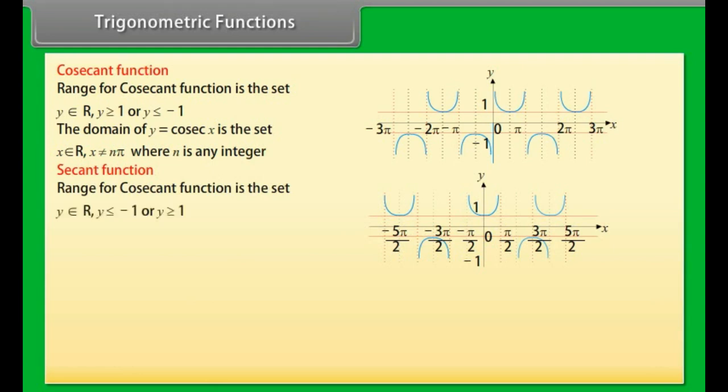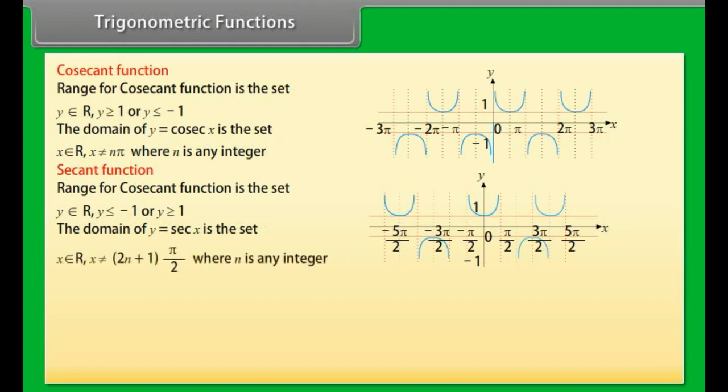Y belongs to real number, y less than or equal to -1 or y greater than or equal to 1. The domain of y is equal to sec of x is the set x belongs to real number, x not equals to (2n plus 1) into pi by 2, where n is any integer.